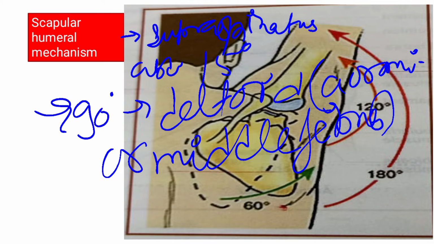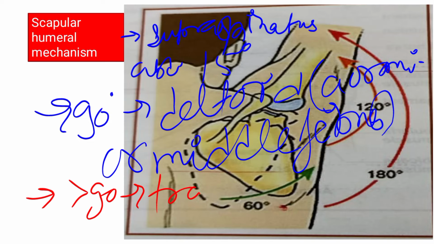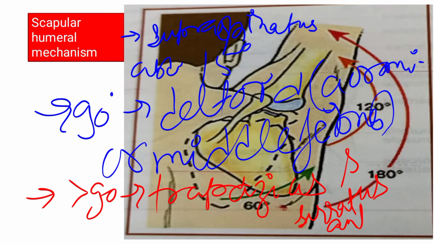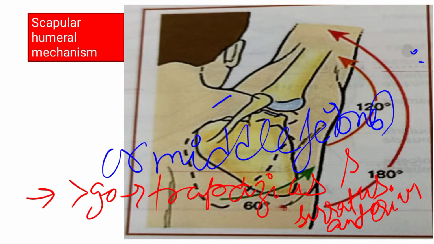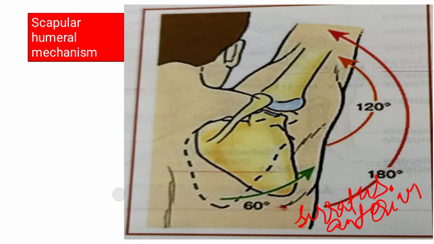Overhead abduction of more than 90 degrees is caused by the trapezius. And the third point to be noted here: if overhead abduction is happening more than 90 degrees, then it is caused by the trapezius muscle and serratus anterior, which act by causing upward rotation of the glenoid cavity.